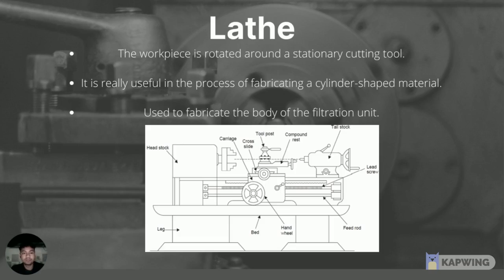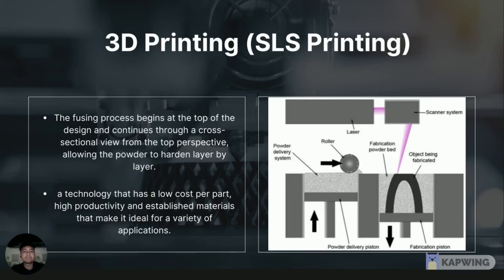Lathe. The workpiece is rotated around a stationary cutting tool. It is really useful in the process of fabricating cylinder-shaped material, and it is used to fabricate the body of the filtration unit. Lastly, the 3D printing machine. The fusion process begins at the top of the design and continues through a cross-sectional view from the top perspective, allowing the powder to harden layer by layer. This technology has a low cost per part.